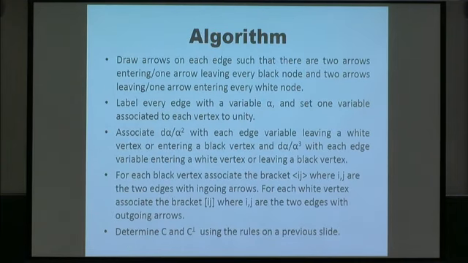Very, very simple. And then finally, for every black vertex, you associate an angle bracket, ij, where i and j are the 2 edges with ingoing arrows. And for every white vertex, you associate a square bracket, ij, where i and j are the 2 edges with outgoing arrows. And then you just determine C and C perp using the path summing procedure that I described 2 slides ago.